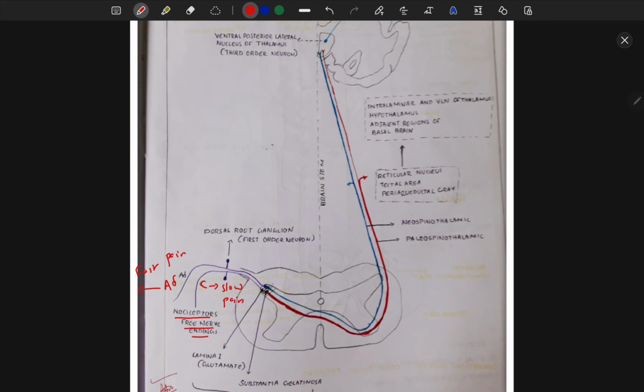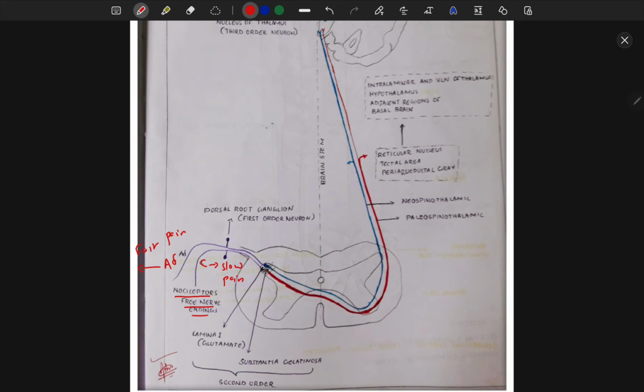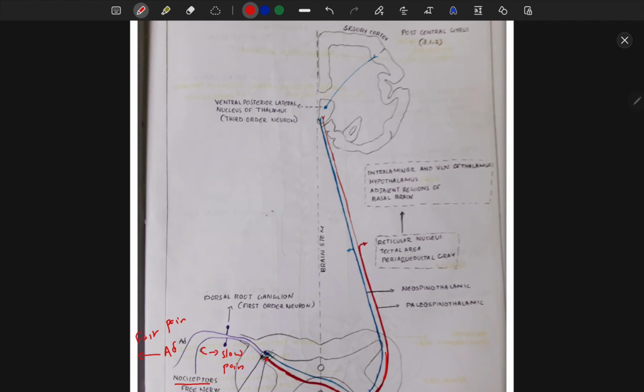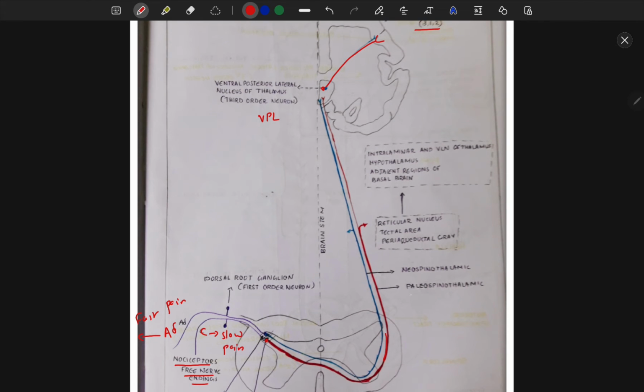So these sensations are taken to the substantia gelatinosa, and here you can see the second order neuron originates. It crosses to the opposite side and ascends through the brainstem to reach the thalamus, the VPL, ventro-posterolateral nucleus of the thalamus. The third order neuron originates from here and projects to the sensory cortex, that is the post-central gyrus, Brodmann areas 3, 1, 2. So here we are having two tracts.